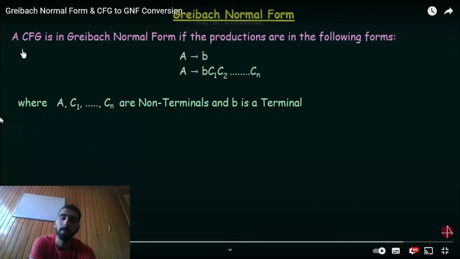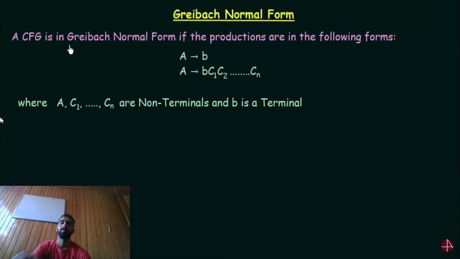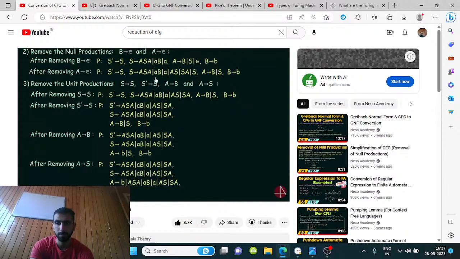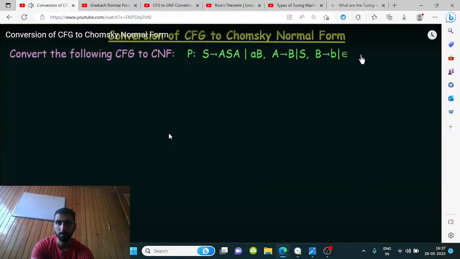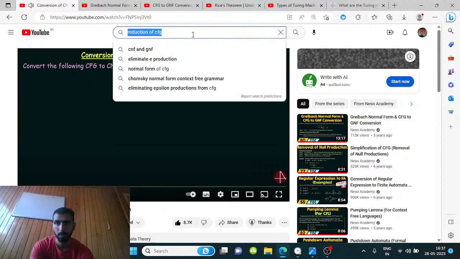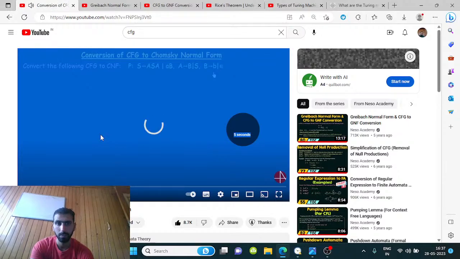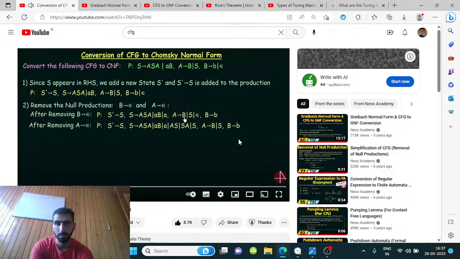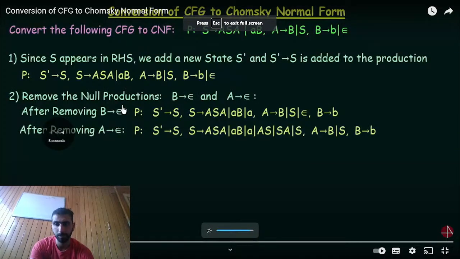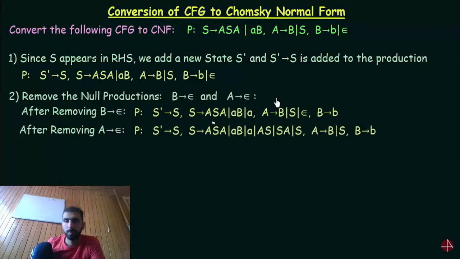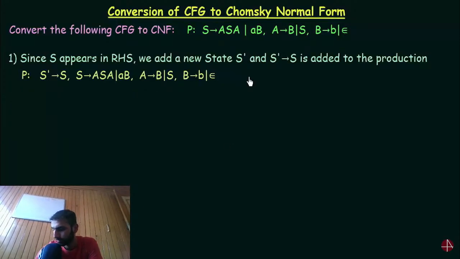Greibach normal form. A context-free grammar is in Greibach normal form... or Chomsky normal form... and we see that we follow the same procedure wherever we remove from this, the first step. Now let's go to the second step.